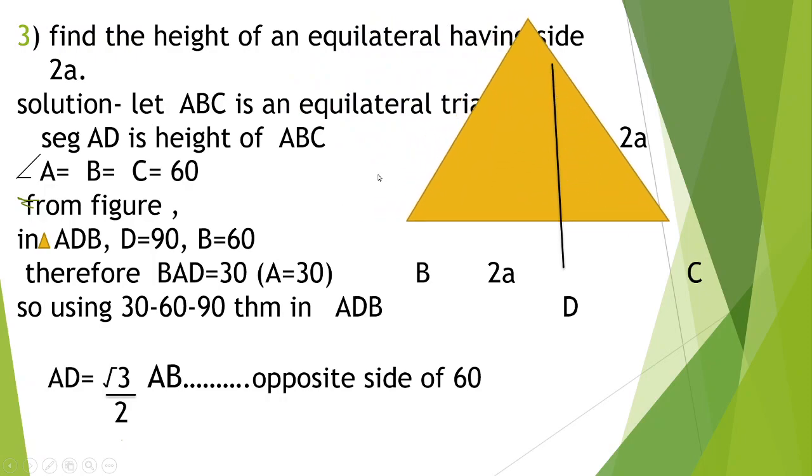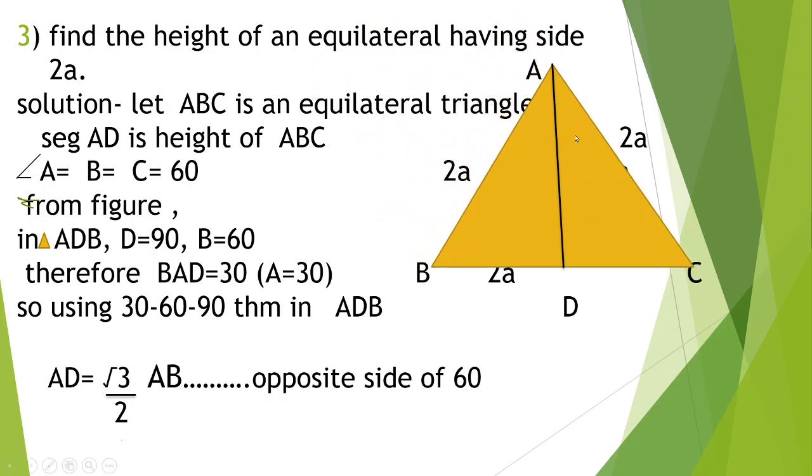Equilateral triangle is given in this question. In triangle ABC, side is given. You know about the equilateral triangle. All three sides are equal and all three angles are 60 degree angles. Means angle A is equal to 60, angle B is equal to 60 and angle C is equal to 60. Side is given 2a. So AB is equal to 2a, BC is equal to 2a and AC is equal to 2a.